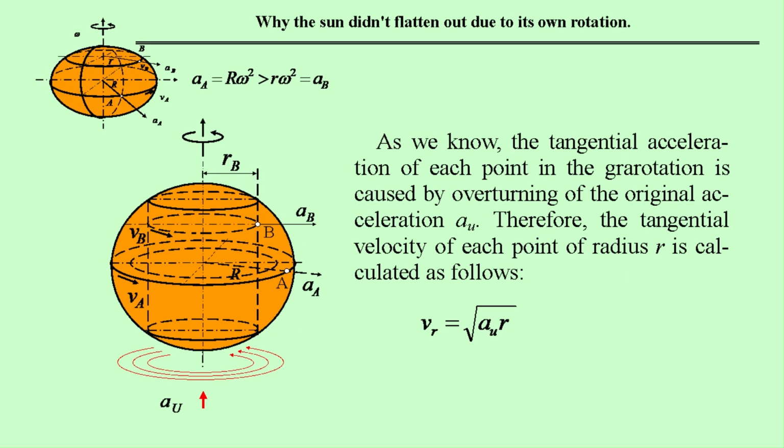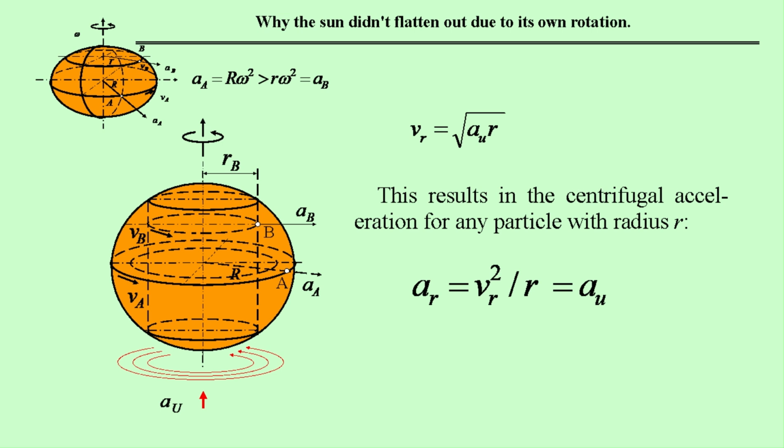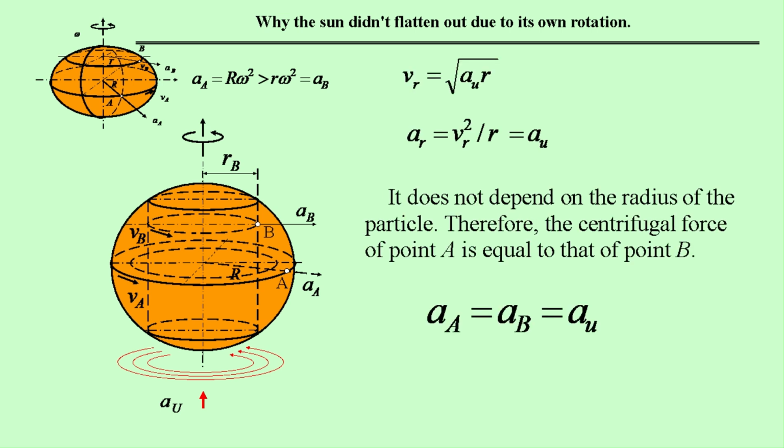As we know, the tangential acceleration of each point in the grarotation is caused by overturning of the primal acceleration O. Therefore, the tangential velocity of each point of radius r is calculated as follows. This results in the centrifugal acceleration for any particle with radius r. It does not depend on the radius of the particle. Therefore, the centrifugal force of point A is equal to that of point B.